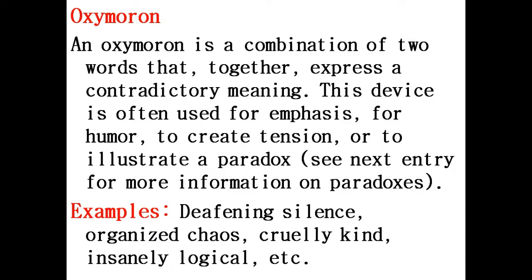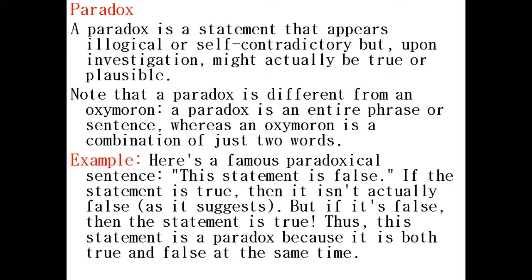Cruelly kind. So cruel is on one dimension and kind is another, just like east and west, you just combine. Insanely logical. So logical is something organized, and insanely is crazy. So these kinds of words are called oxymoron, which express contradictory and totally opposite ideas or meanings to one another.